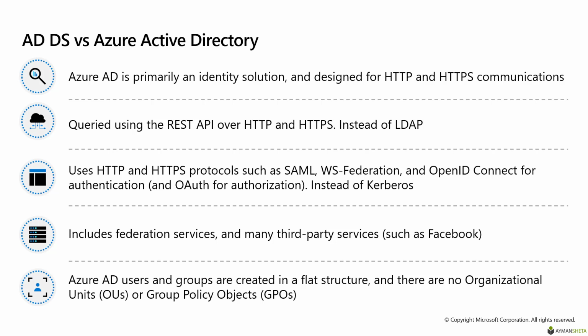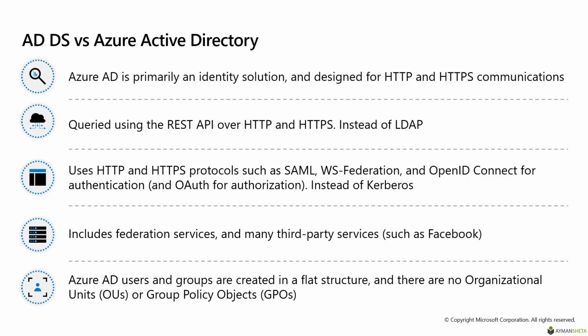Also, we have a REST API query which can be used, and it cannot be queried using the LDAP protocol, which is used with Active Directory Domain Service. For different types of communication protocol, for example, within Active Directory Domain Service we can use the Kerberos authentication protocol, but with Azure AD we can use only HTTP or HTTPS by using the browser, as we know. The next service is Federation Service. Federation Service is used within Azure Active Directory as a service, and it can also be used with many third-party services like Twitter or Facebook.